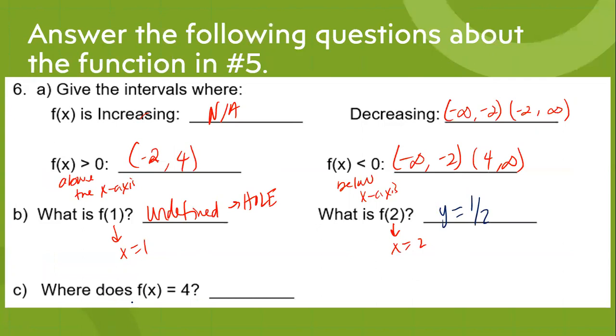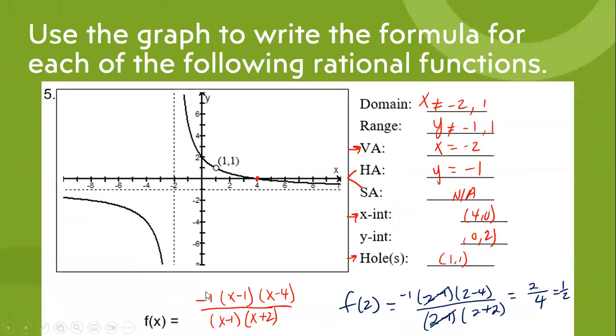And last, it says, where does f of x equal 4? So when I'm looking for f of 4, that means I'm going to go to when y is 4. Okay. It approximately looks like what? It looks like it would be 1. When y equals 4, what would x be? Yeah. Looks like it would be 1. So we can say approximately 1, but we also can actually solve for it.